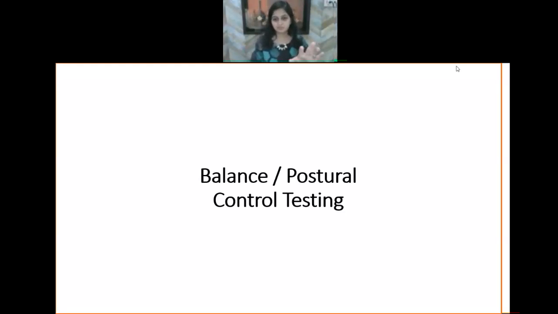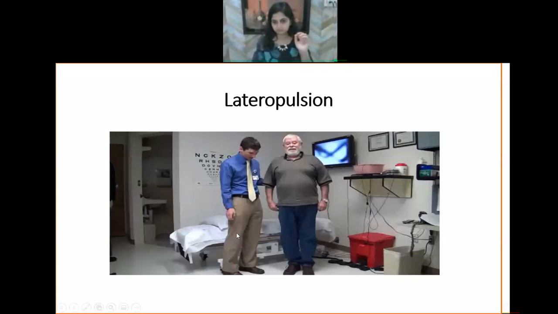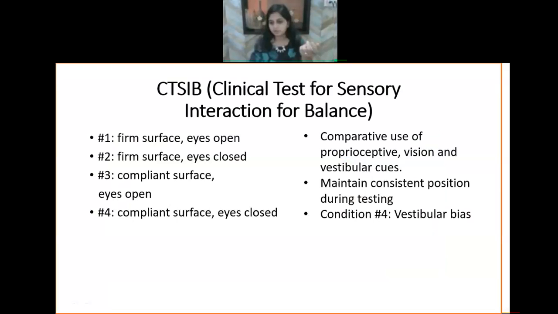So let's move to balance testing. Laterality is a symptom for peripheral involvement. We can use the modified sit test when you feel the balance is affected, whether it is peripheral or central.